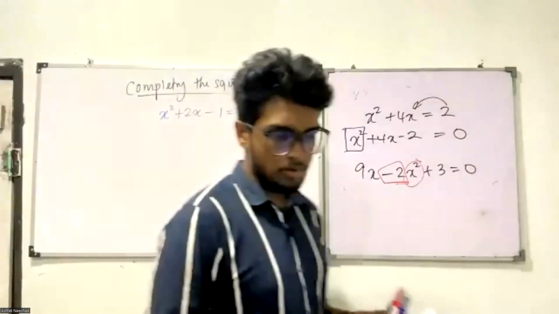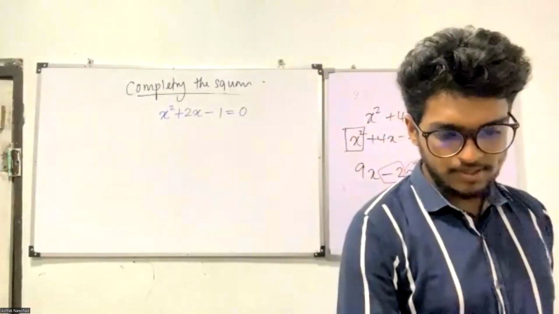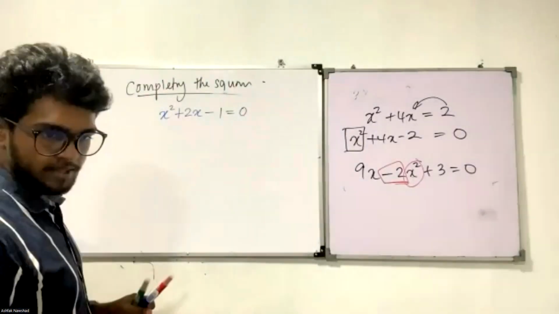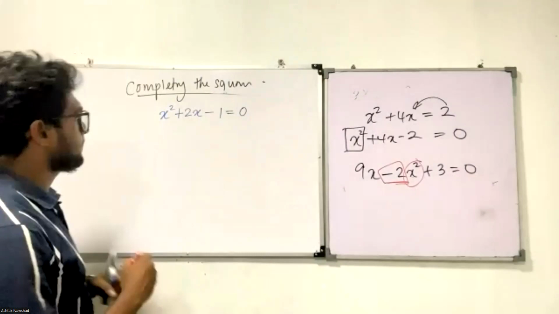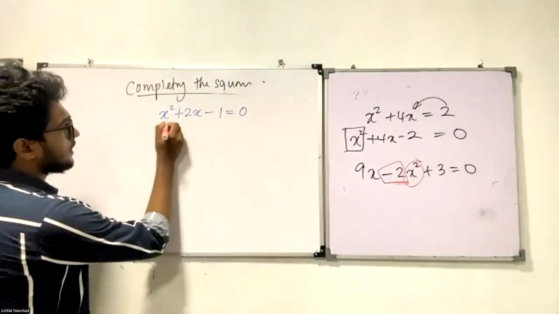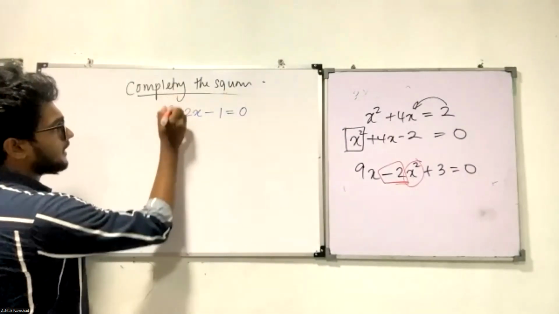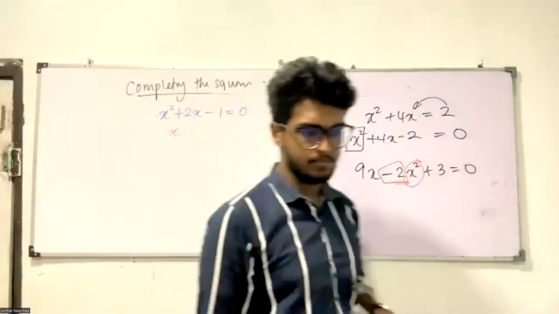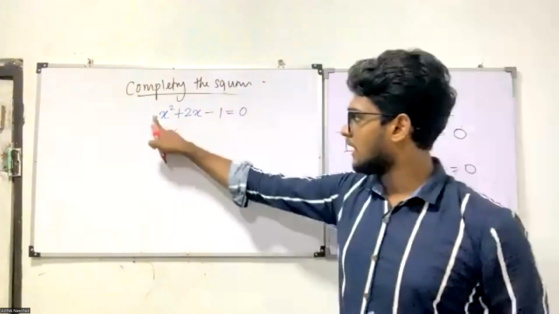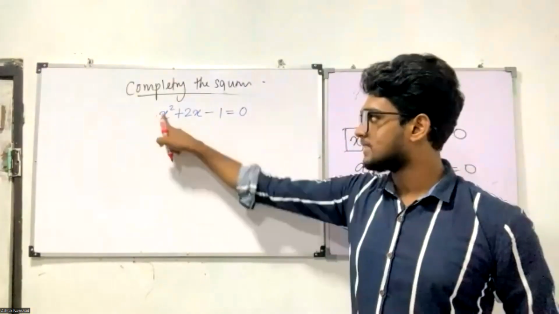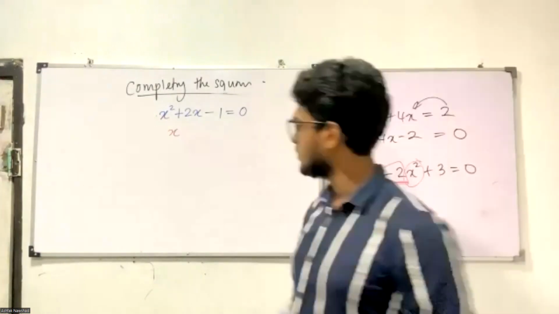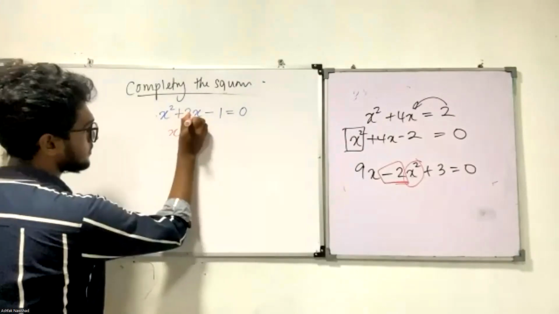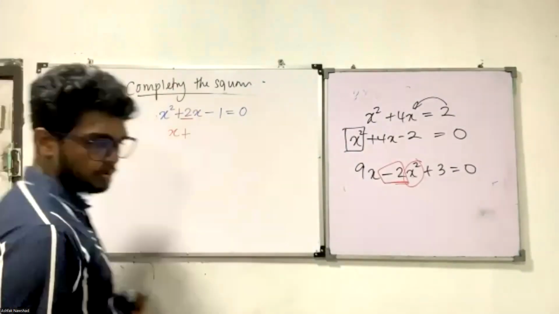And for the second step, I'll explain how to do it. Listen carefully. You convert this quadratic into a linear term with just x. You write x instead of x squared, and you divide this coefficient by 2. So this is 2. You halve it. What is half of 2?